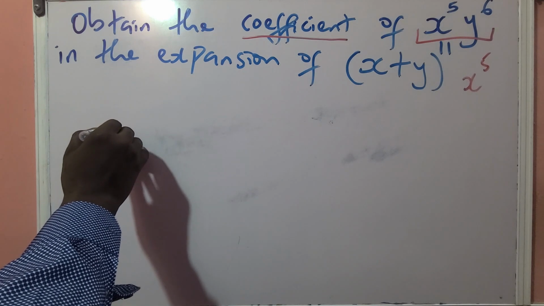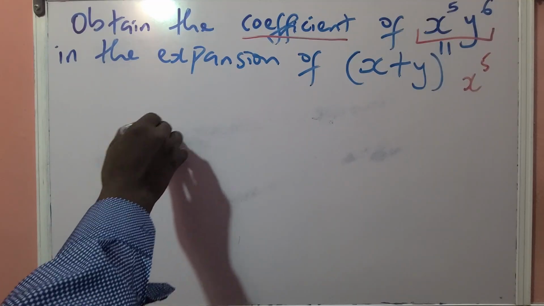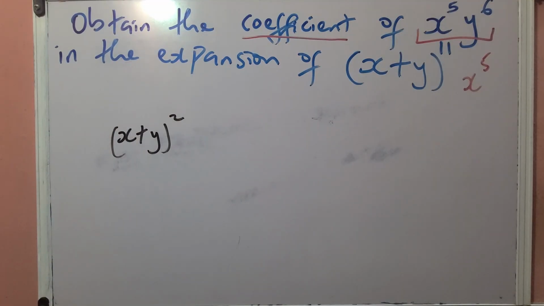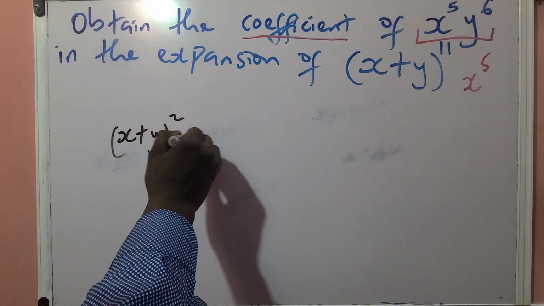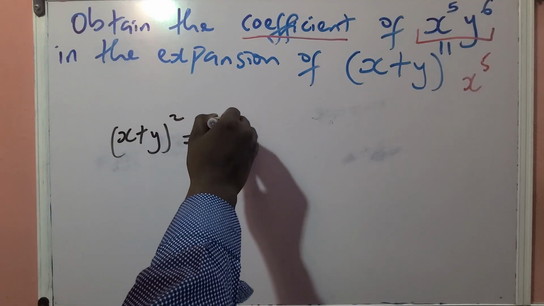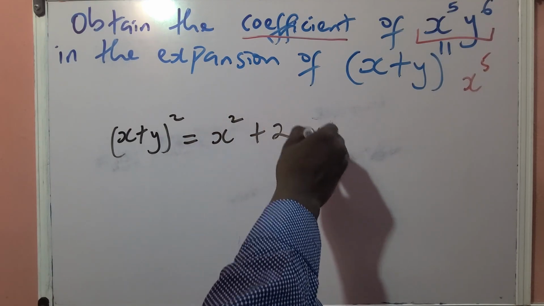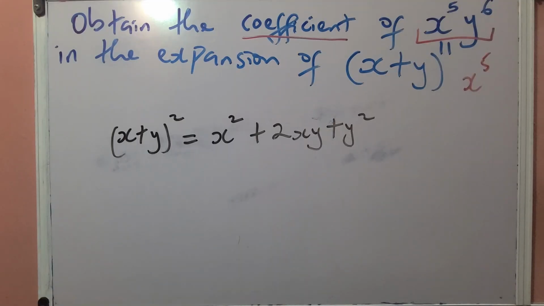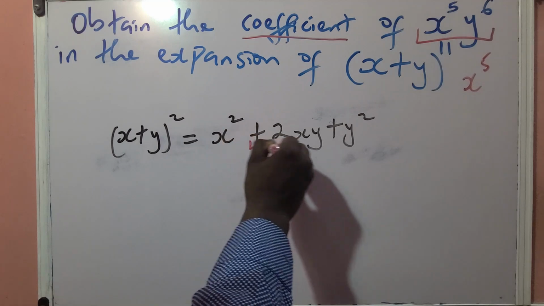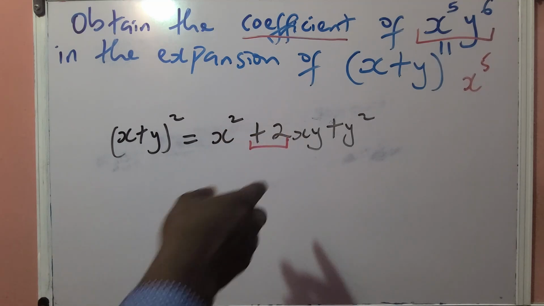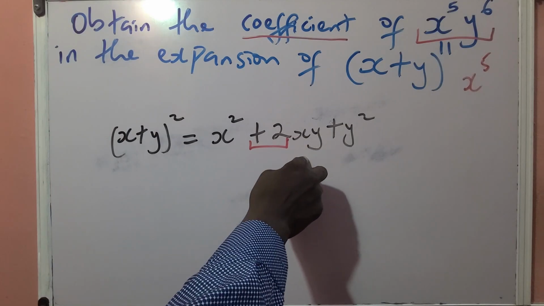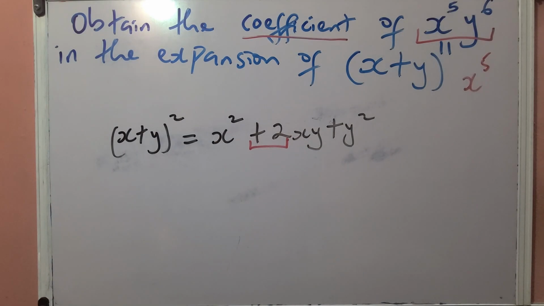Imagine you have a very small term like this, for instance, x plus y raised to power 2. Of course, we know that the expansion of this would be x squared plus 2xy plus y squared. So just so you understand the concept of coefficient, if you're told to find the coefficient of xy, it will be plus 2. That means whatever lies close to xy, every other thing. Sometimes it could be a number, sometimes it could be a number with a variable.